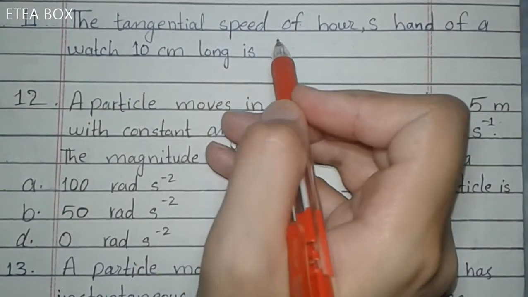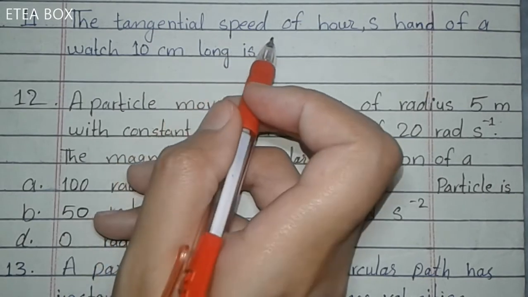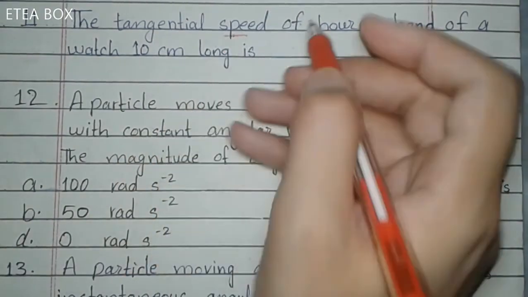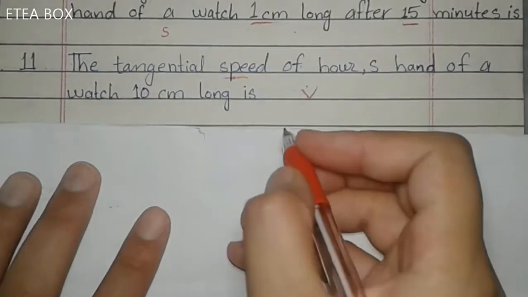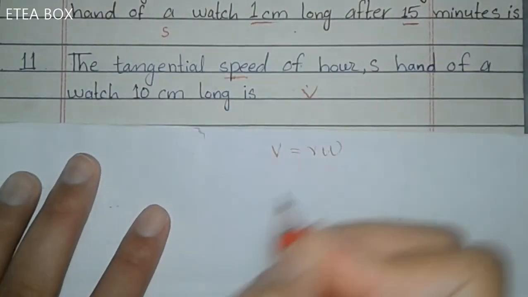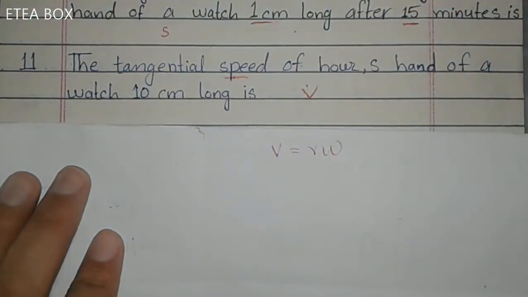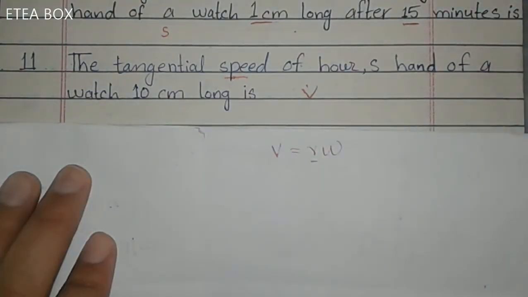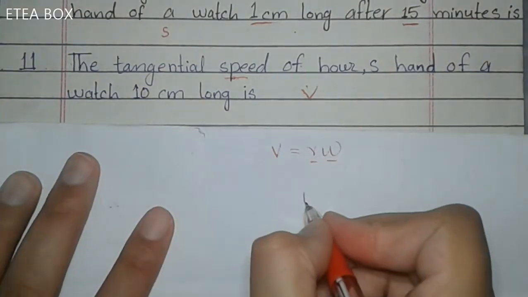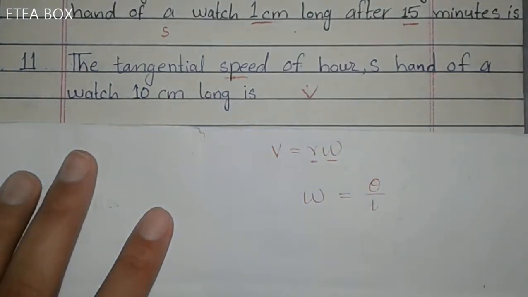Now the next one. The tangential speed of the hour hand of a watch 10 centimeter long is. Now we have to find the speed of the hour hand, and it's tangential, which means we have to find V. Now we know that V is equal to R omega, the relationship between tangential speed and angular speed. The radius is given as 10 centimeter, but what we have to find is the angular speed. Angular speed is equal to theta divided by t, angular displacement divided by time.